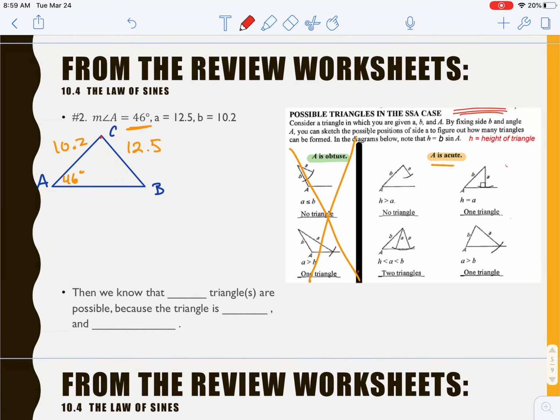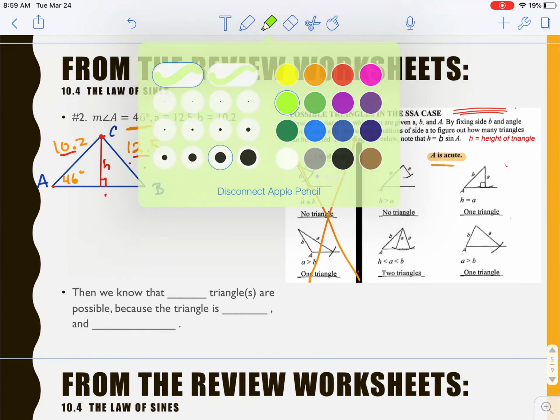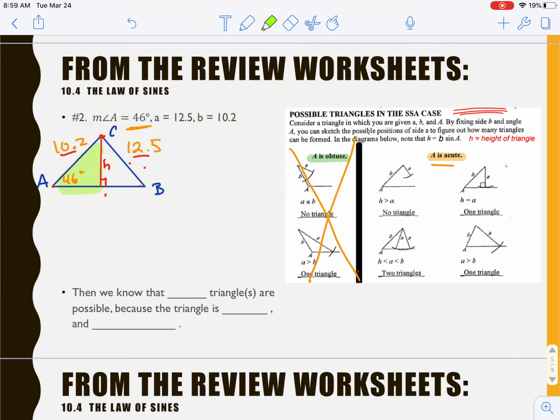So here's what I'm going to do. I'm going to find the vertex that is right in between the two sides that I've been given. If I had been given this angle instead, and these two sides, I'd be using this as my vertex. Basically, just find the vertex in between the two sides that you've been given and drop an altitude down from that vertex. There we go. Now there's my height. So now I've created this smaller right triangle right there.